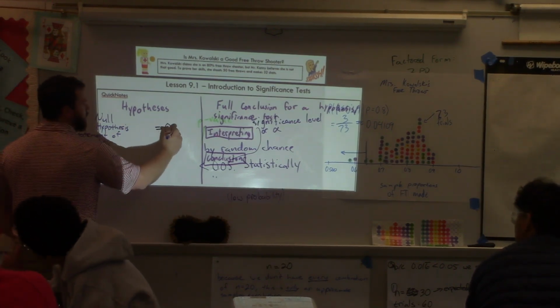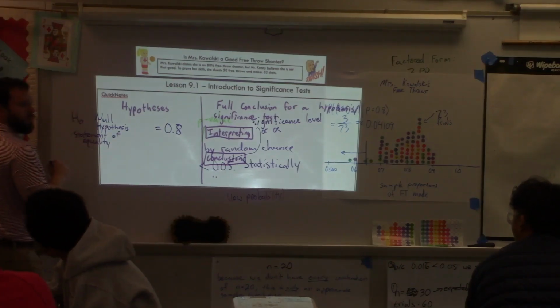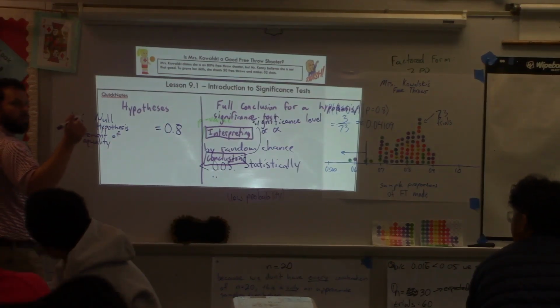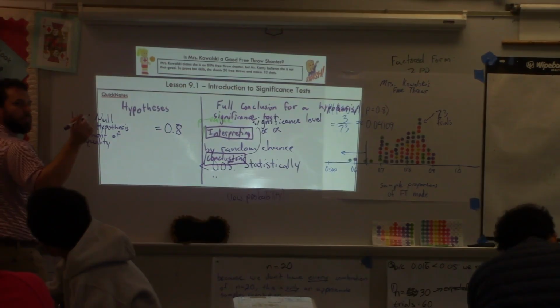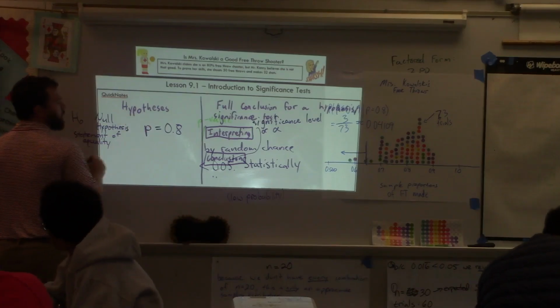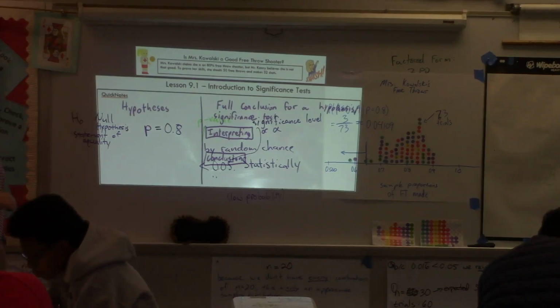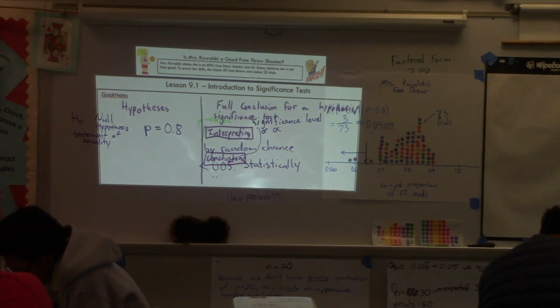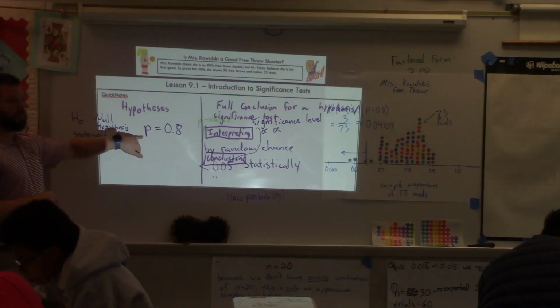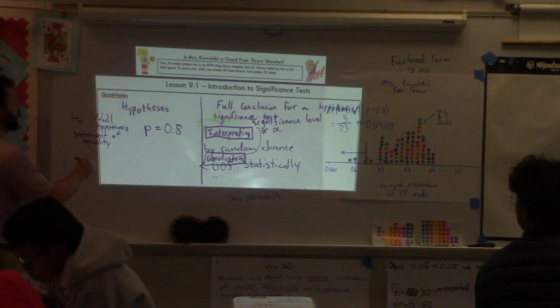The probability or the proportion, the what? The proportion. Which proportion? The population proportion. Remember, I know the sample proportion. I don't care about the sample proportion. I don't care about the statistic. The question is about the population proportion. Notice that this is a statement of equality with a parameter.